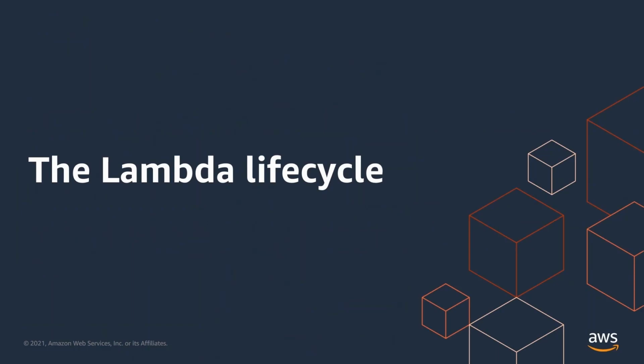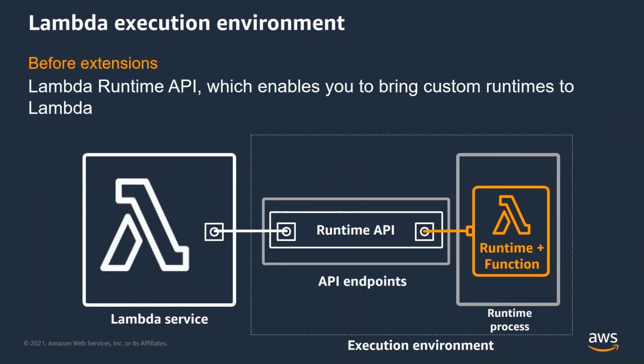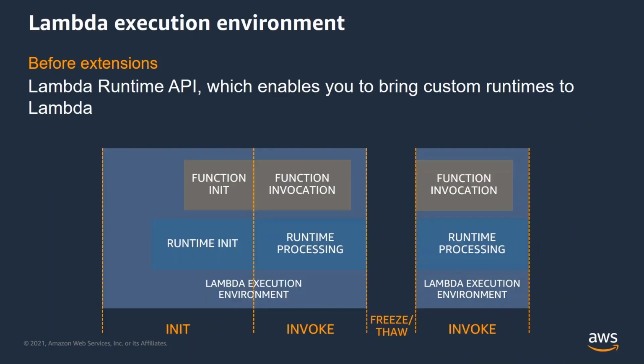So let's look now at the changes to the Lambda lifecycle and how extensions running your tools can integrate deeply into the Lambda service. Before extensions, there was only the Runtime API, and this provides an HTTP API for newer, managed, as well as custom runtimes to receive invocation events from Lambda. This is how functions receive events from the Lambda service and how they return function responses back to Lambda. The Runtime API is what enables you to bring the custom runtimes to Lambda.